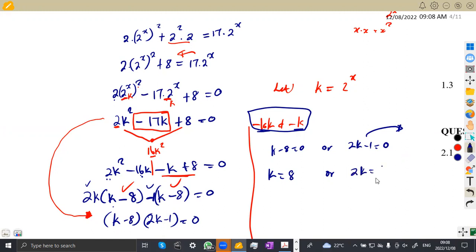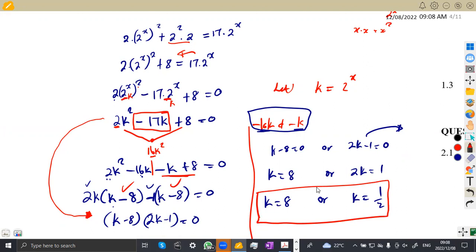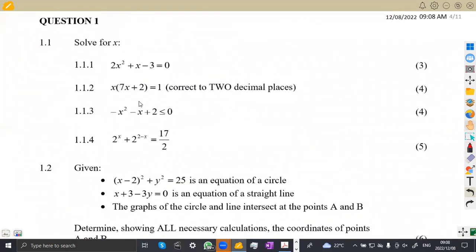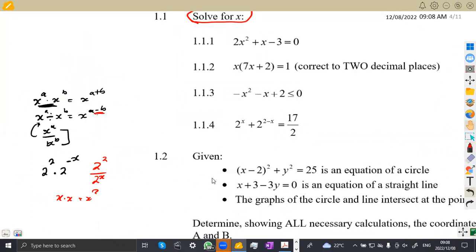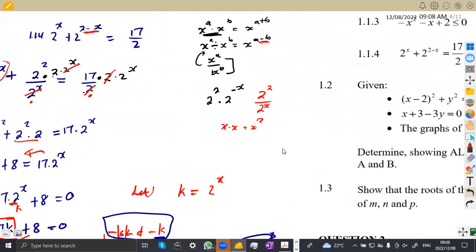So 2k is equal to 1, divided by 2 both sides. So k is going to be 1/2. Take note, these are not the values that we are being asked to calculate. Remember, the equation was for us to solve for x. In this question, the whole of this question, we are solving for x. But here we solved for k, which is not part of the question or part of the equation.